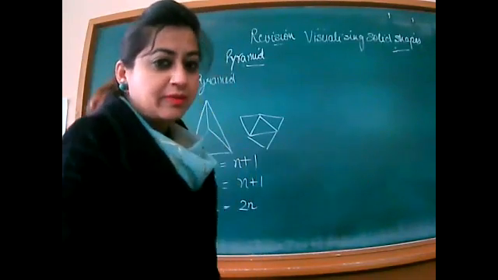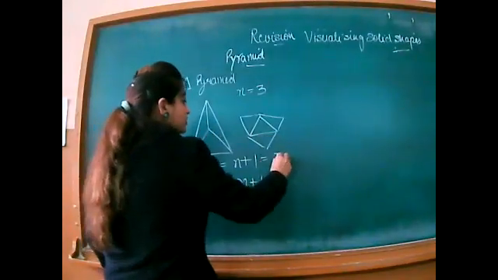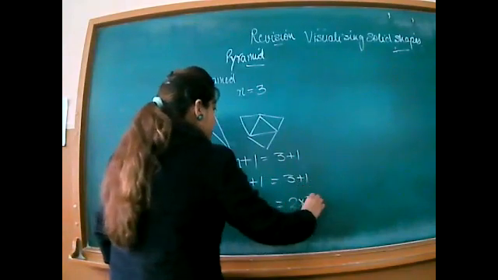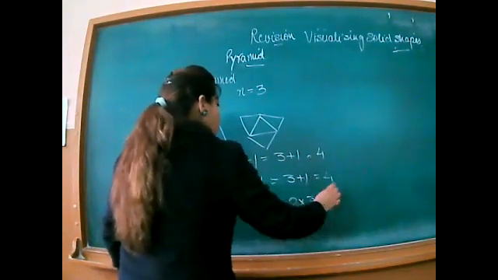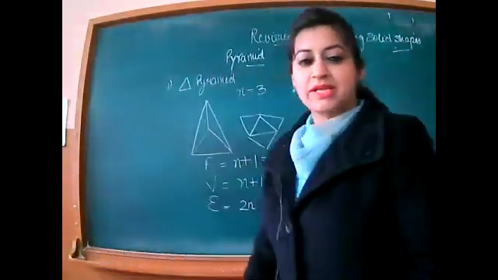Roll number 15. Now the triangle has three sides. If you put 3 here, 3 here, and 3 here, the answer is 4, 4, and 6. So these are the faces, vertices, and edges.